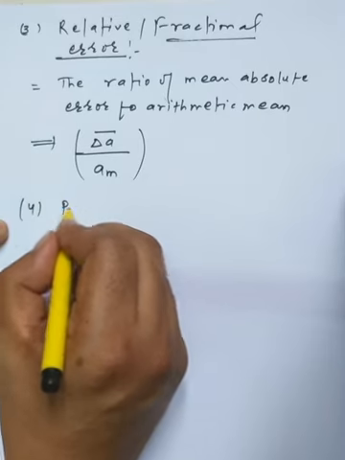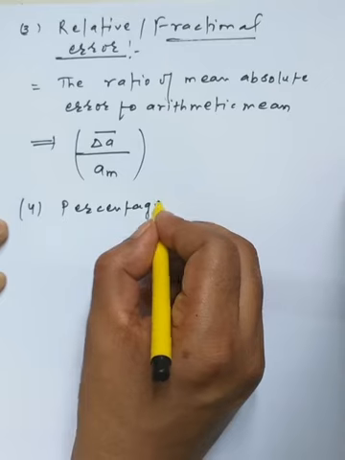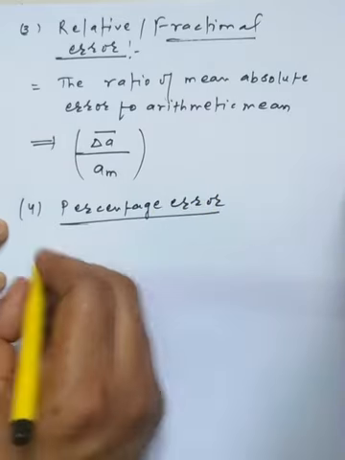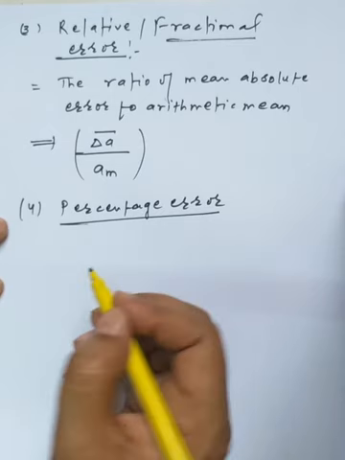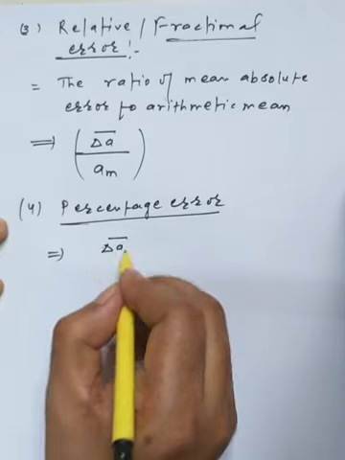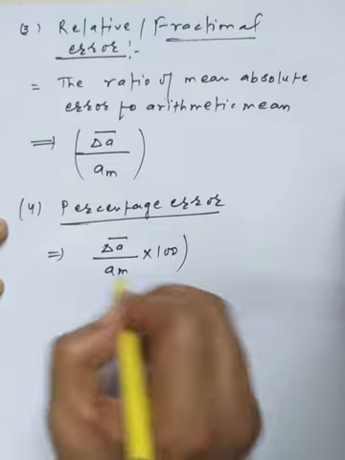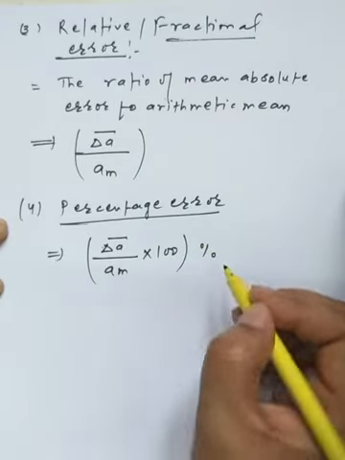Now the fourth part, that is called the percentage error. So simply the fraction is available in front of you. Whenever we multiply the relative error or the fractional error by 100, it will convert into the percentage error. So this is the fourth part: we multiply this fraction by 100, so we get the answer in terms of percentage.